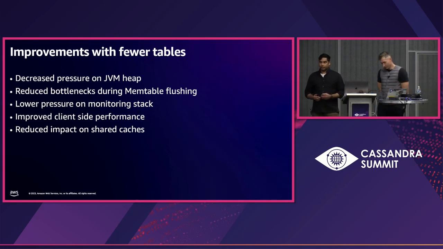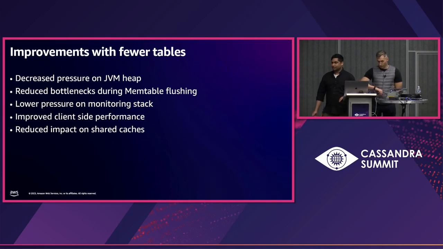Cassandra emits quite a few metrics at the table level. And when you have too many of them, it starts imposing a lot of pressure on your monitoring stack. And when your metric exporters are not able to keep up with this, it starts leading to metrics being dropped on the floor. And in worst cases, it lets your service fly blind, which as we all know, operators hate, right?